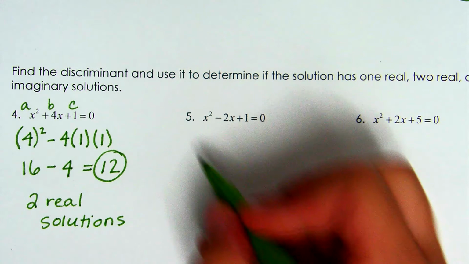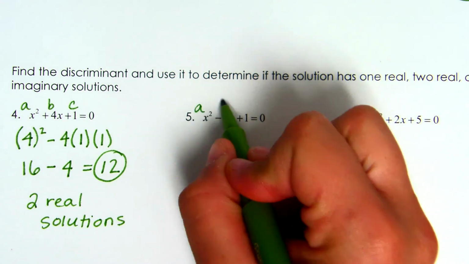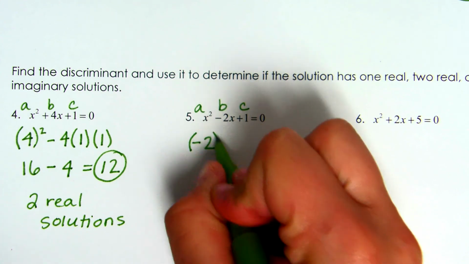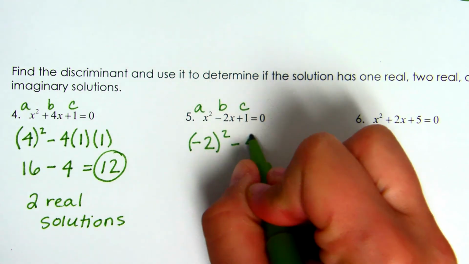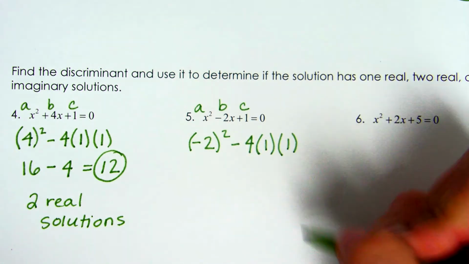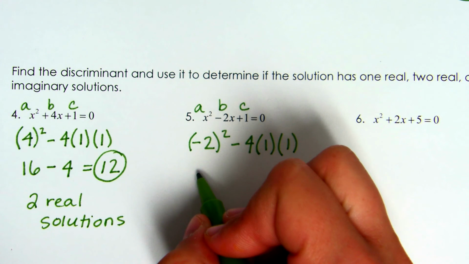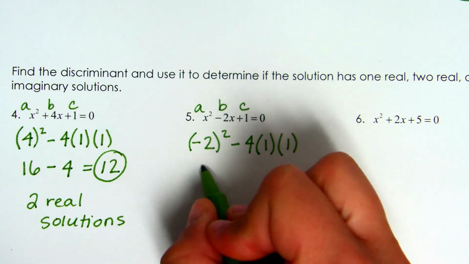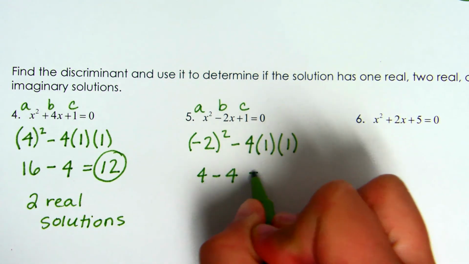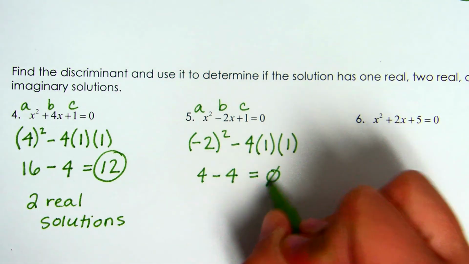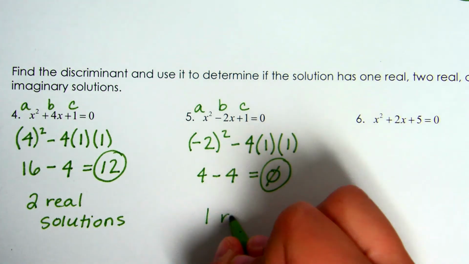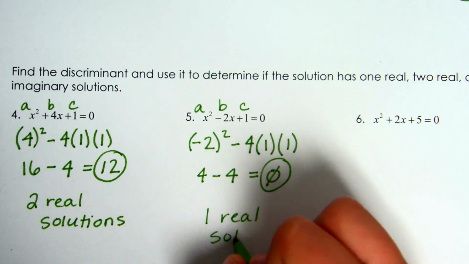Number 5, a, b, c. So b is -2 squared minus 4 times a is 1 times c is 1. -2 squared is 4 minus 4 times 1 times 1 is 4. 4 minus 4 is 0. A discriminant of 0 means there is 1 real solution.